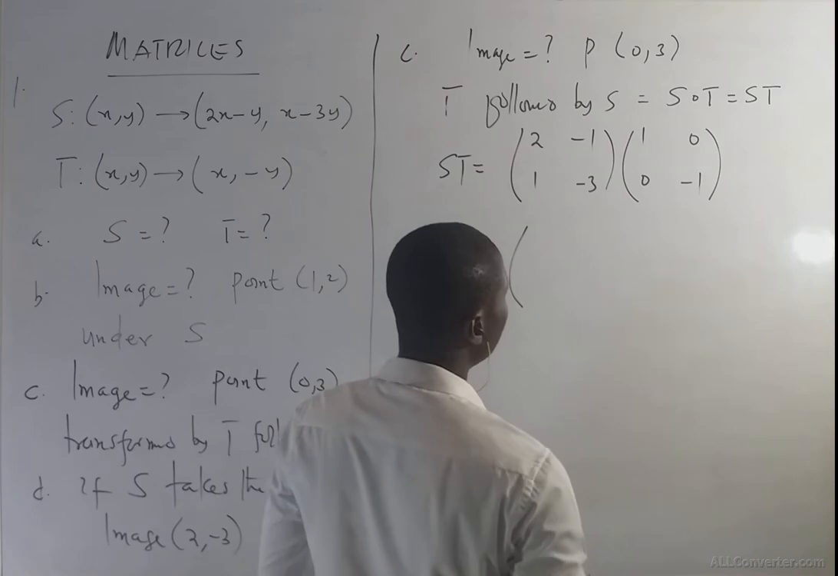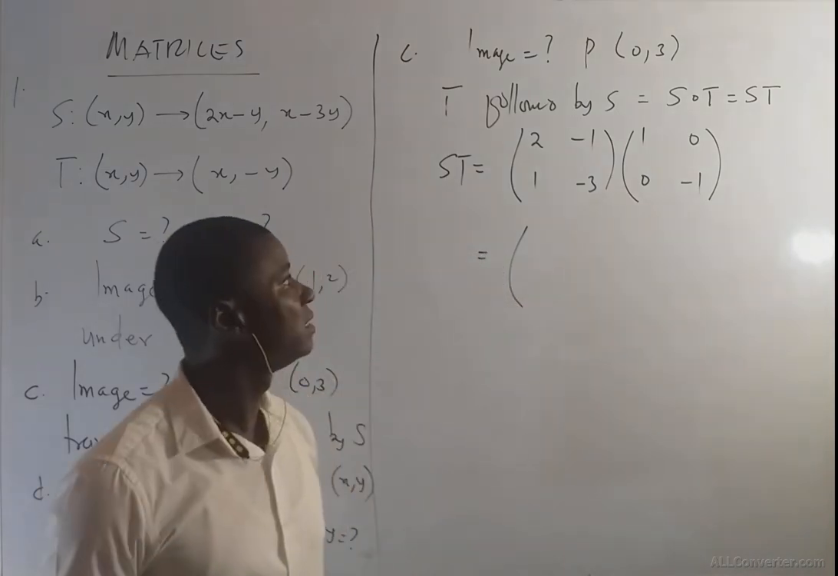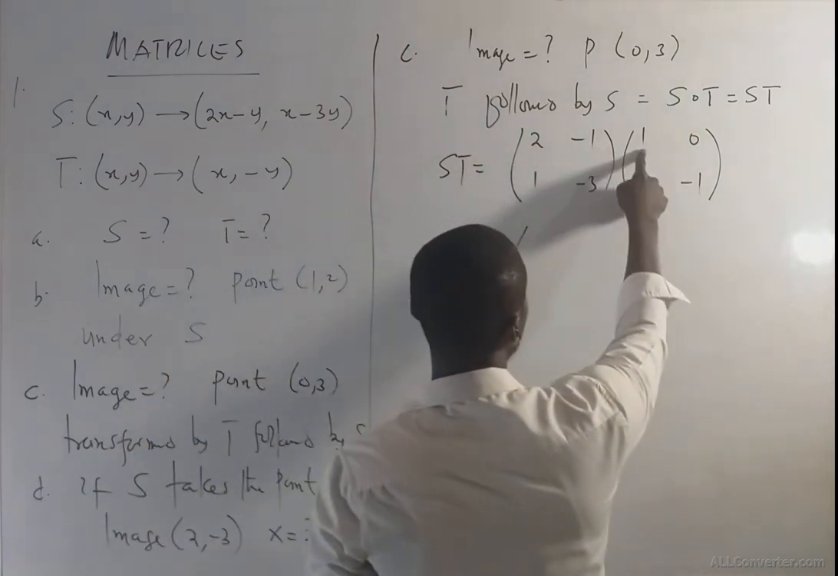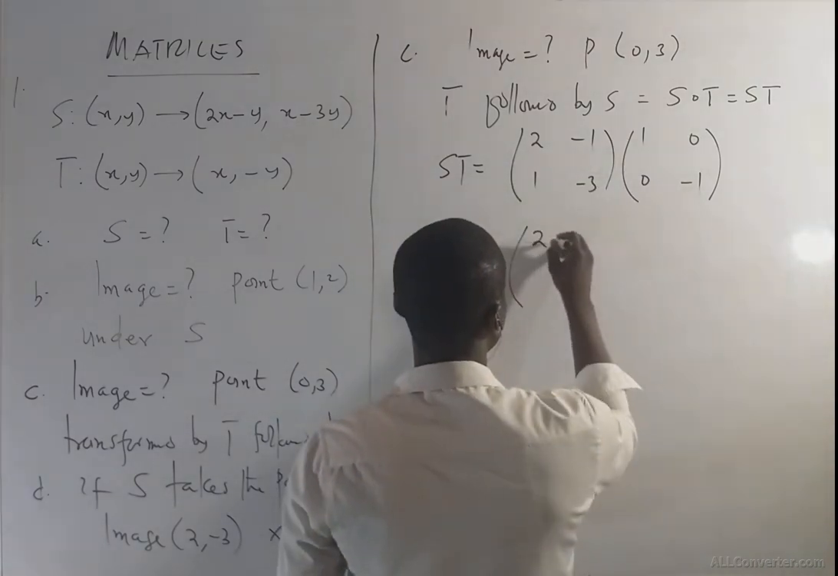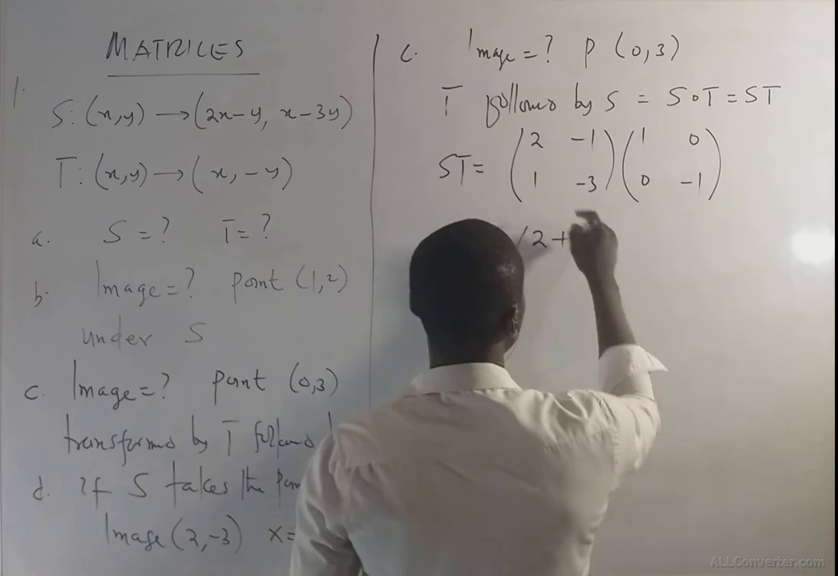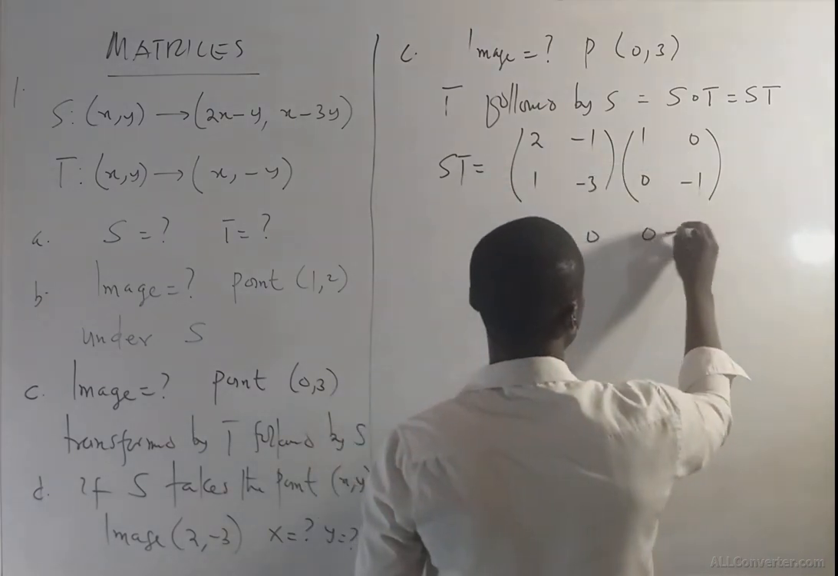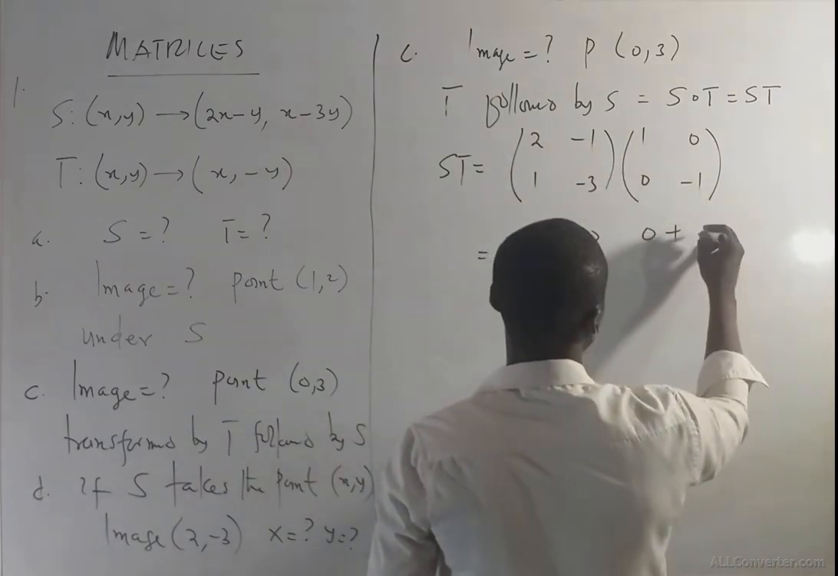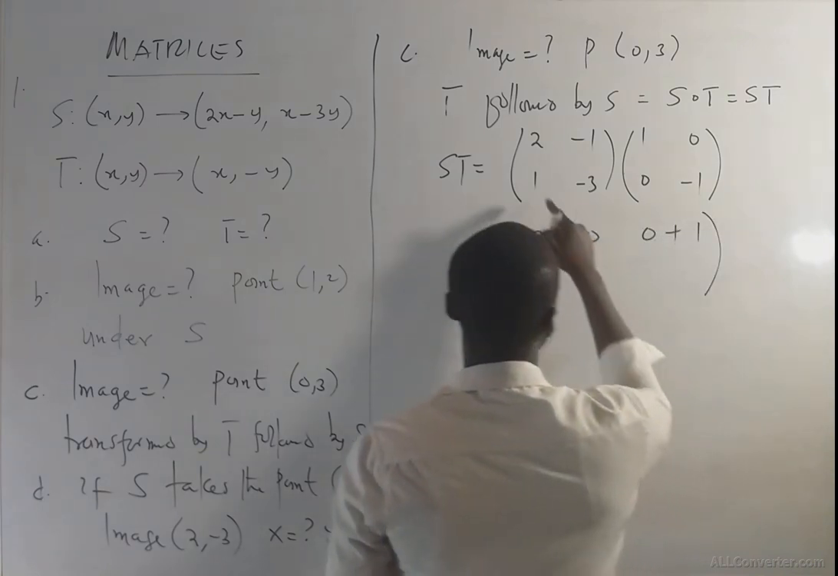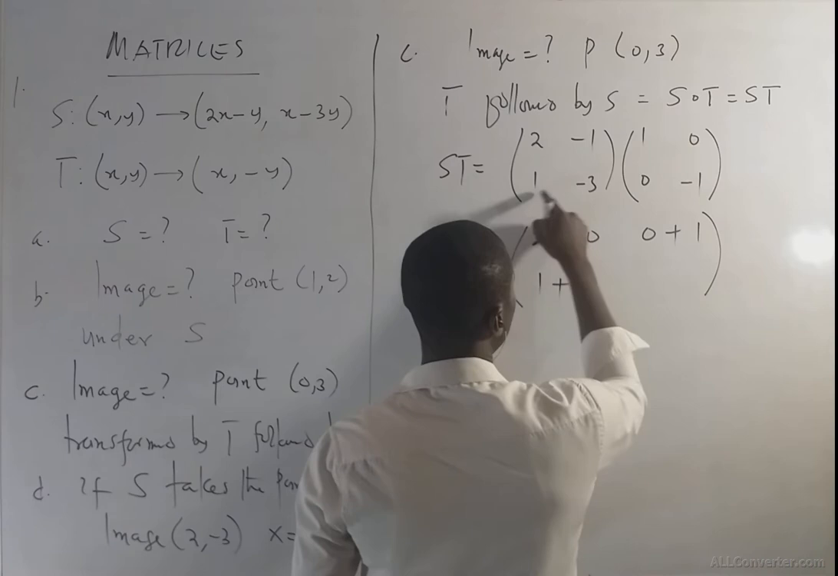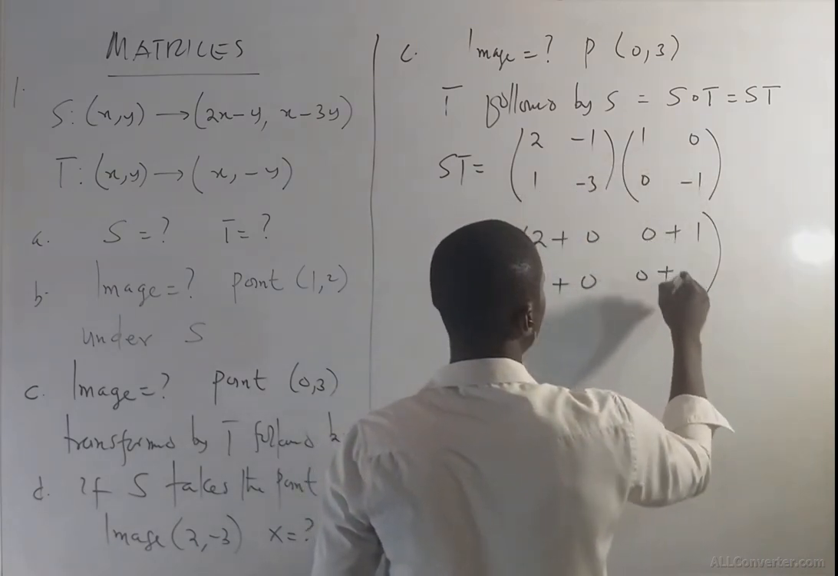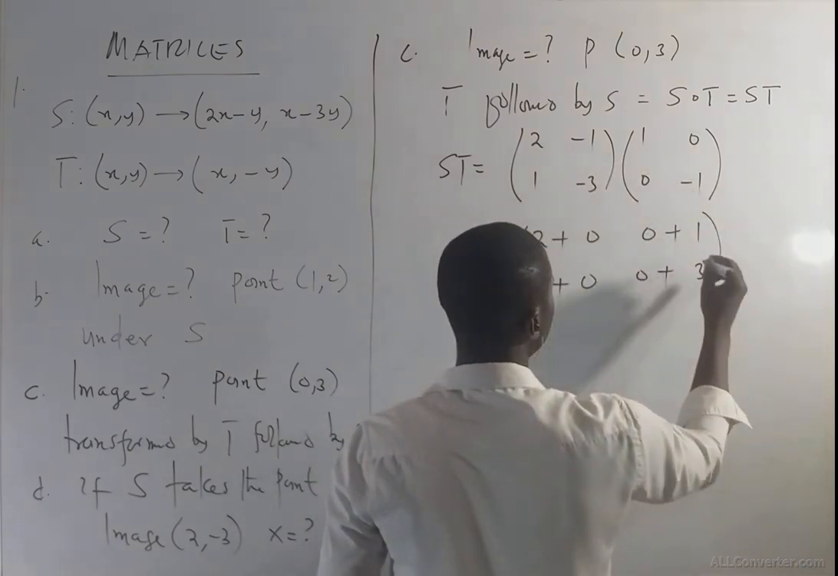And with the multiplication of matrices, I guess you understand that. So we have 2 times 1 plus minus 1 times 0. So 2 times 1 will give us 2 plus minus 1 times 0 is 0. 2 times 0 is 0 plus minus 1 times minus 1 will give us plus 1. Then 1 times 1 will give us 1 plus minus 3 times 0 will give us 0. 1 times 0 is 0 plus minus 3 times minus 1 will give us plus 3.